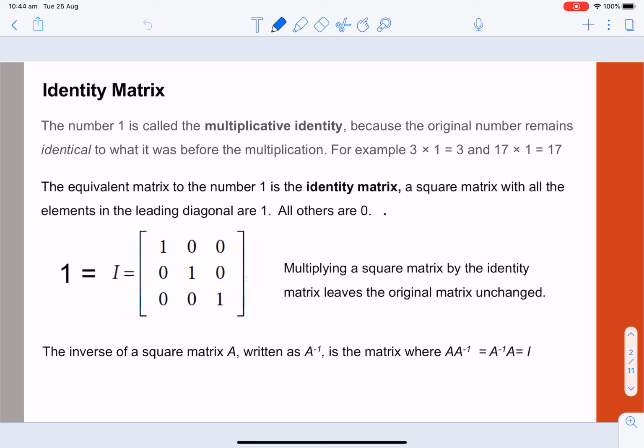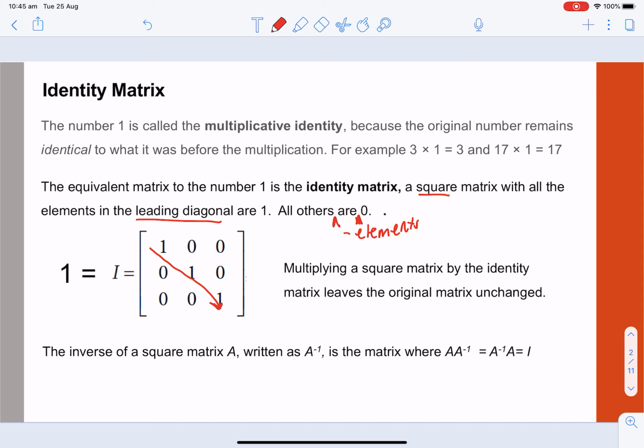A square matrix, note the word that it's square, with all the elements in the leading diagonal, so the leading diagonal is from the top left-hand corner down, are 1 and all other elements are 0. So everything else other than that leading diagonal is 0.